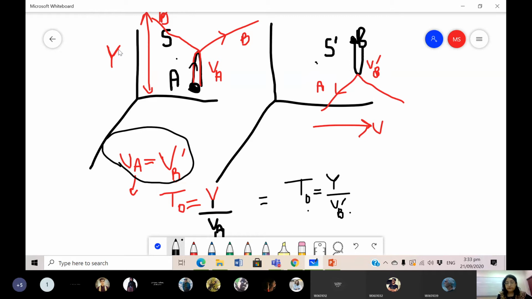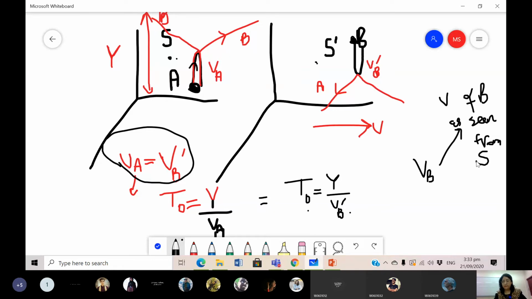But now let's see a situation where we're sitting in this frame and we want to know the velocity of B as seen from frame S. This is the velocity of B as seen from S frame. Does this make sense? As seen from this frame.